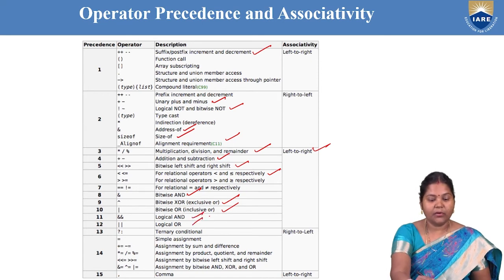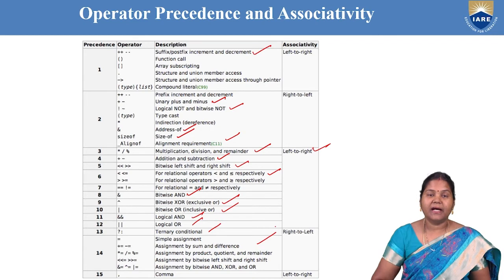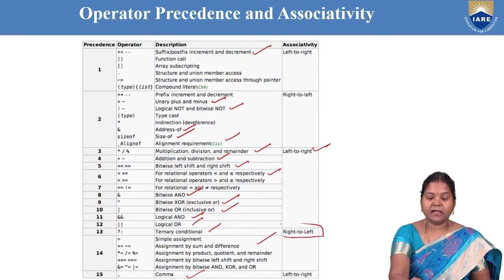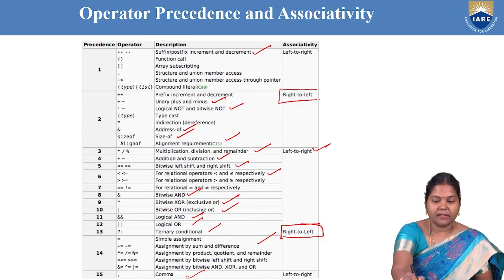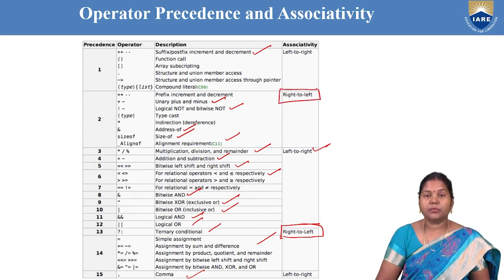Then logical AND, logical OR, and the conditional operator are 11, 12 and 13 respectively. And the 14th priority is given to all types of assignment operators, and the comma has the least priority, which is at the end. You can observe here that all the assignment operators have associativity from right to left. Also the second category, the prefix increment and decrement, unary plus and minus, sizeof and address operators, also have associativity from right to left. Otherwise, all the remaining ones are from left to right.